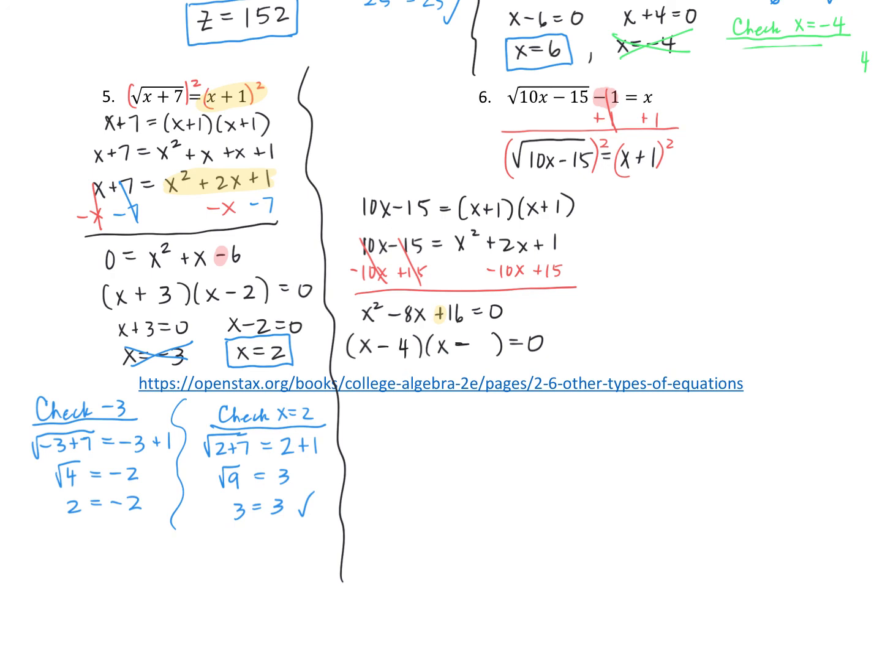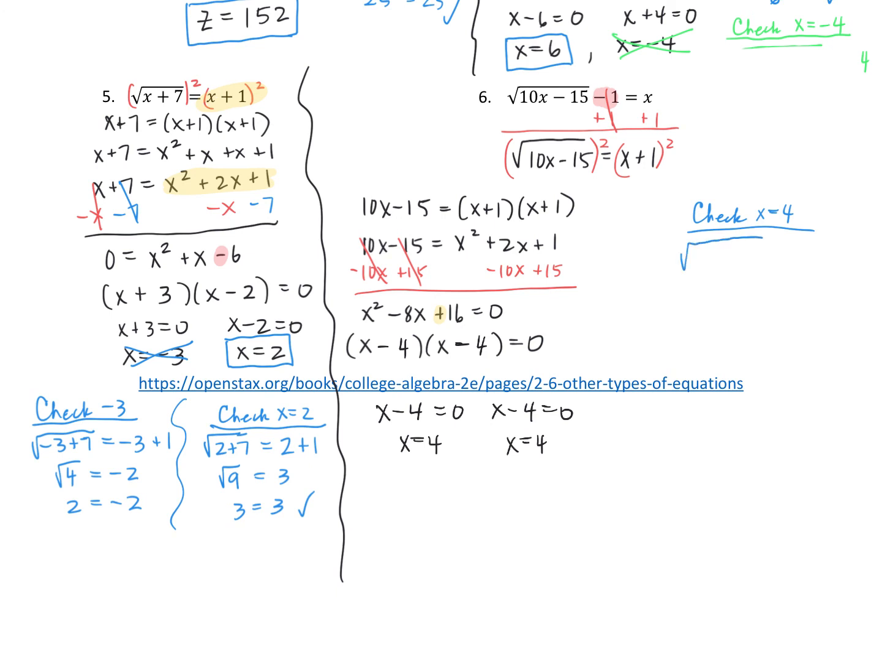4 times 4 is 16, and 4 plus 4 is 8. So that's going to be what works. Since it's a repeated factor, I'm going to solve them both, but I'm going to get the same thing. I get x is 4. So there's only one possibility. X could be 4, or there's no solution. So let's check and see if it checks out.